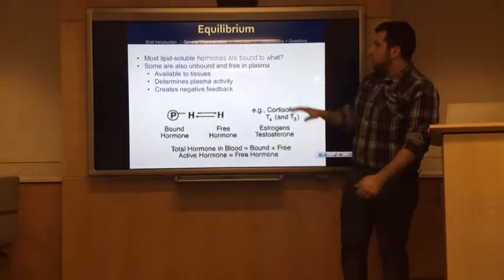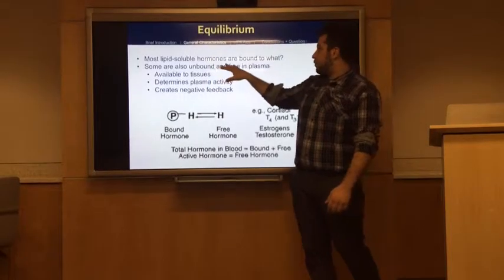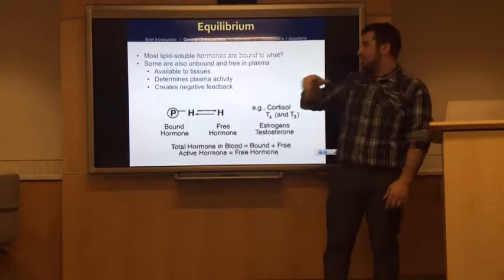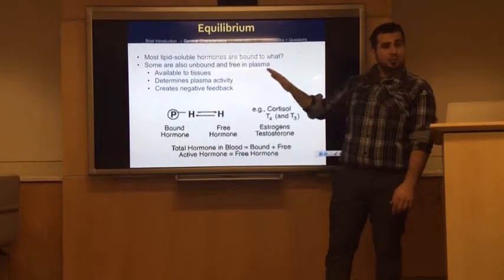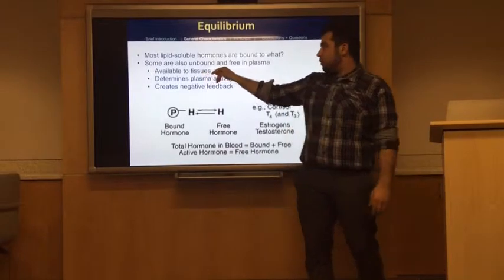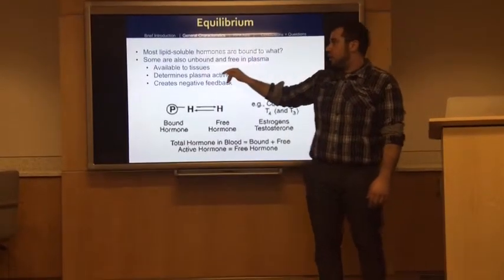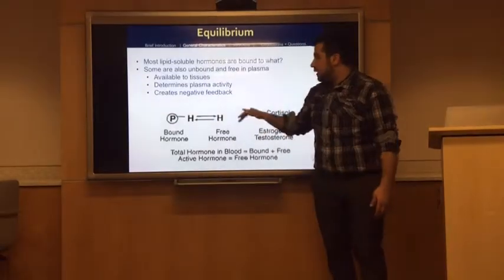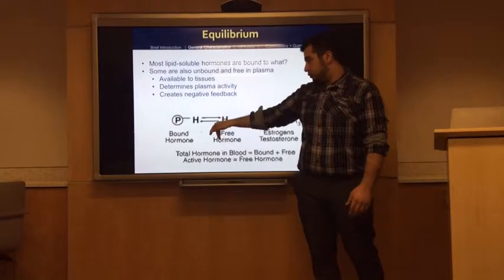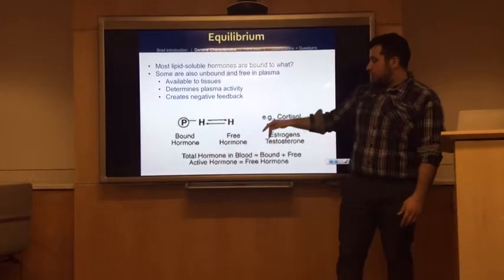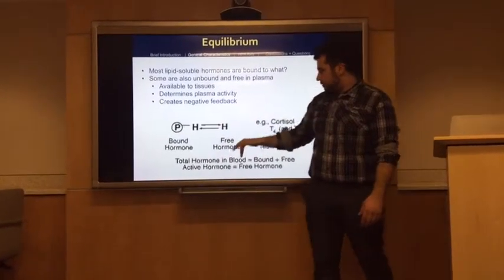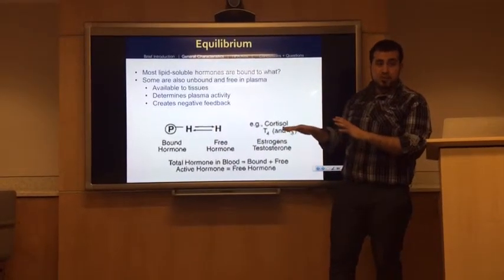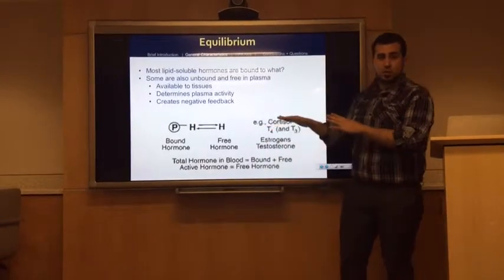Okay. So in equilibrium, most of the lipid soluble hormones are bound to what, you guys? Yes, they're bound to binding globulins. Perfect. Some are also unbound, though. Okay, that's also important to note. And this unbound portion of these hormones, they're the ones that are available to the tissues, and they're the ones who could actually potentiate any sort of action. And that creates a little negative feedback loop. So the total hormone for, let's just say cortisol, is what's bound to the protein and what's freely unbound in the blood. So that's the free hormone. That's the total hormone level.